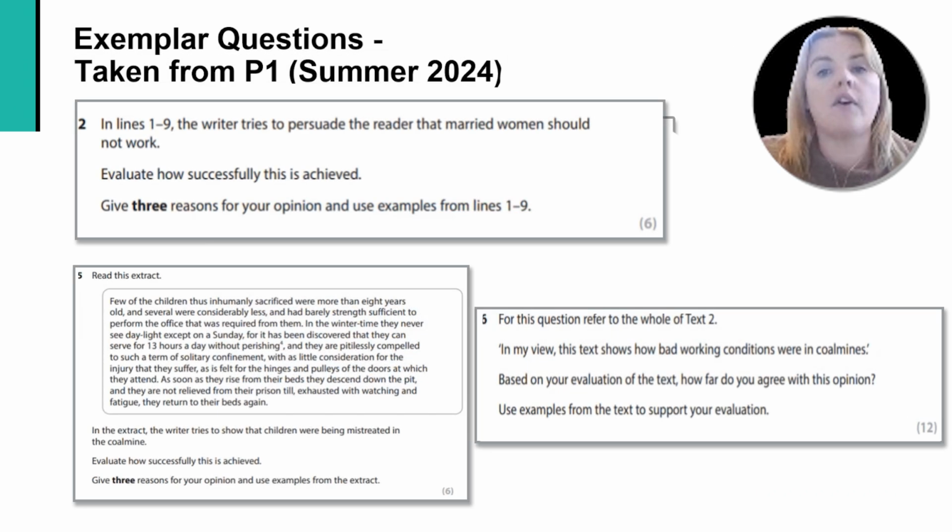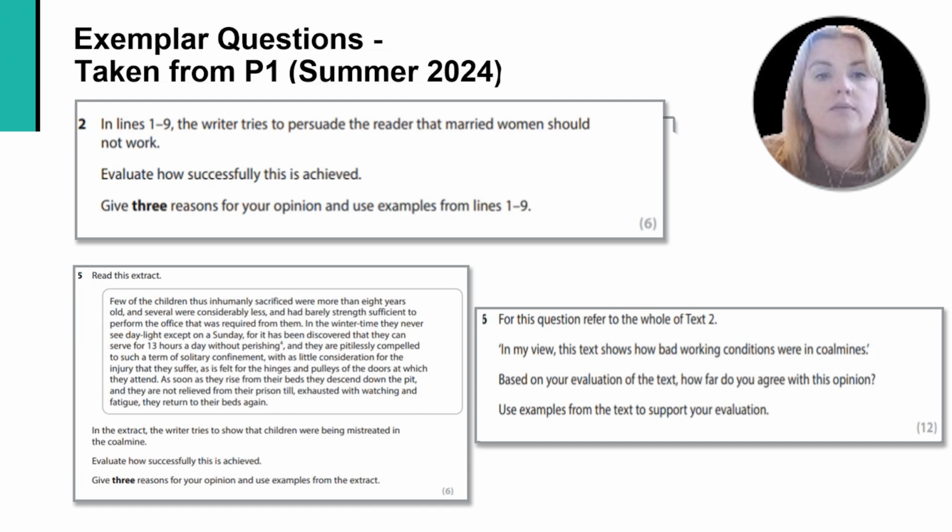Let's take a look at all the evaluation questions together. Questions 2 and 5 are very similar, but question 6 works a little differently. For questions 2 and 5, you need to make a judgment about the text. Give 3 clear ideas and for each one, explain your reasoning. And make sure you say whether you think the writer has been successful or not.